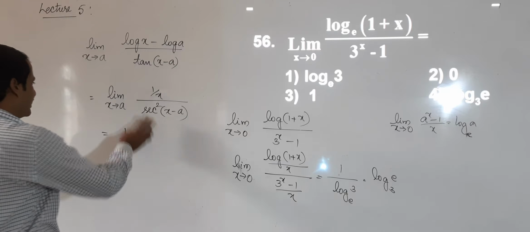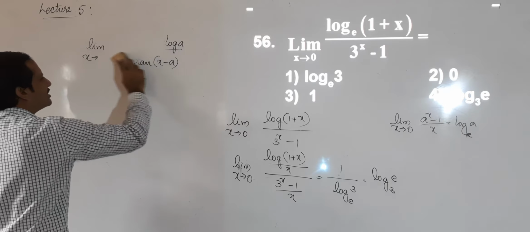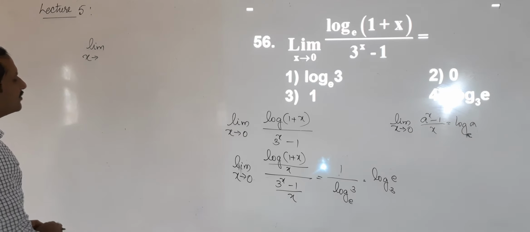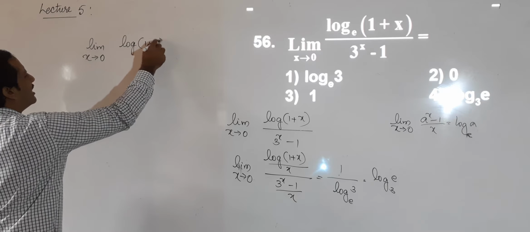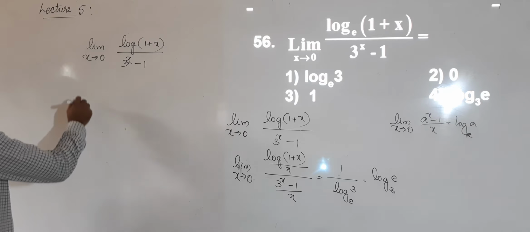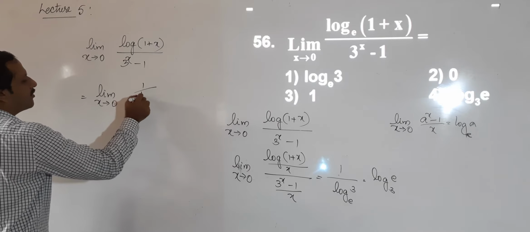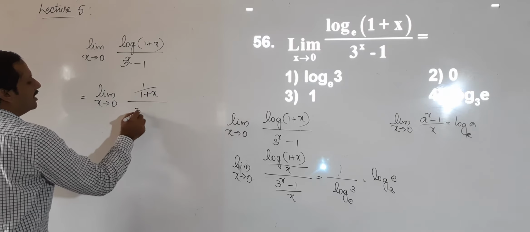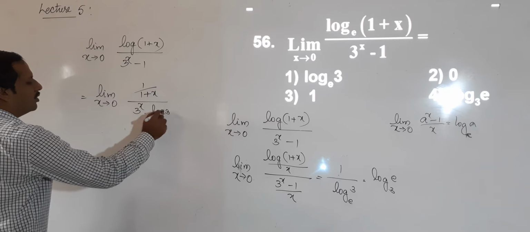This is one method, or this is the actual method. But you know, L'Hospital's rule can also be used here. So we have limit x tends to 0, log(1 + x) divided by (3^x − 1). If I use L'Hospital's rule here, the derivative of log(1 + x) is 1 by 1 plus x. The derivative of 3^x − 1 is 3^x into log 3.